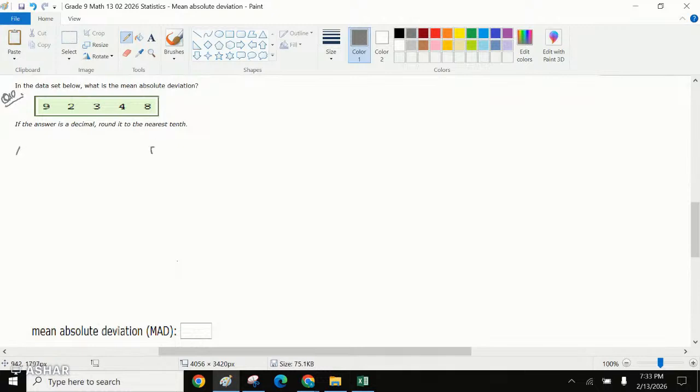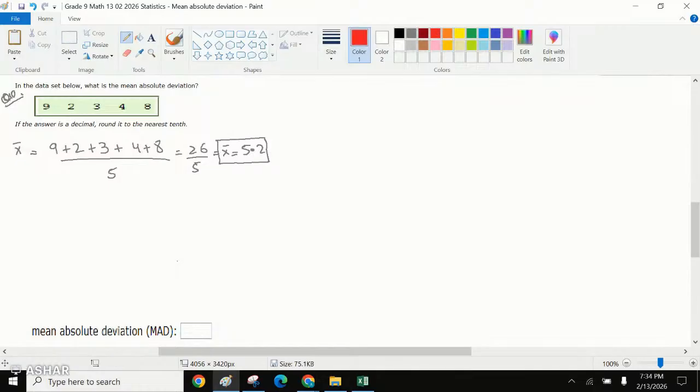So the mean comes out to be 9 plus 2 plus 3 plus 4 plus 8 divided by 5. 9 plus 2 is 11, plus 3, plus 4, plus 8. That is 26 divided by 5, 5.2 I think. Yes, 5.2. The mean comes out to be 5.2.